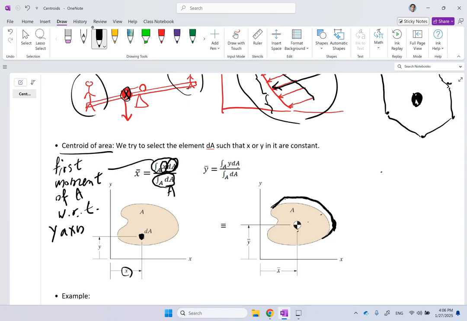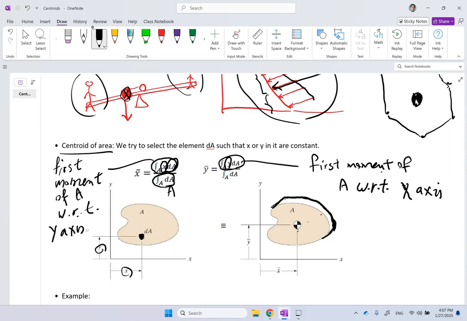And similarly here, this is the entire first moment of surface A with respect to the x-axis. Again, because y here is the distance of this element to the x-axis. Okay, so you can find these two values or these two coordinates.